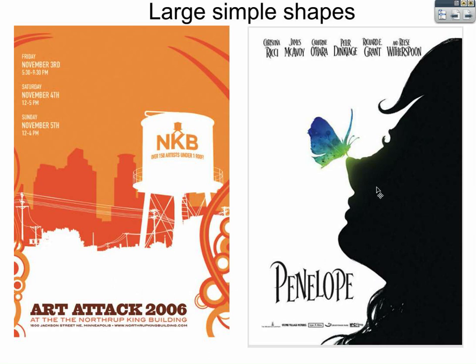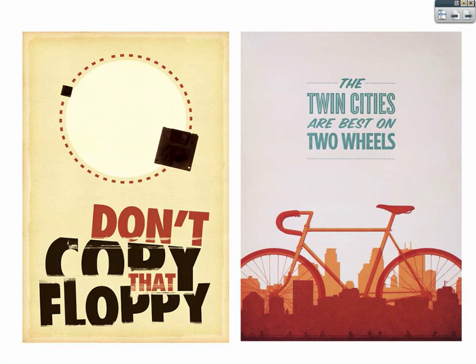Penelope was a movie about a girl born with a pig nose. So this has got a positive, like a large shape of this, and then this pop of color to kind of highlight her nose and keep your eyes moving. Let's see. Here we've got "don't copy that floppy." Very simple shape up here, words down below. So keep in mind you can have the words up above or down below. Here again, nice simple shapes.